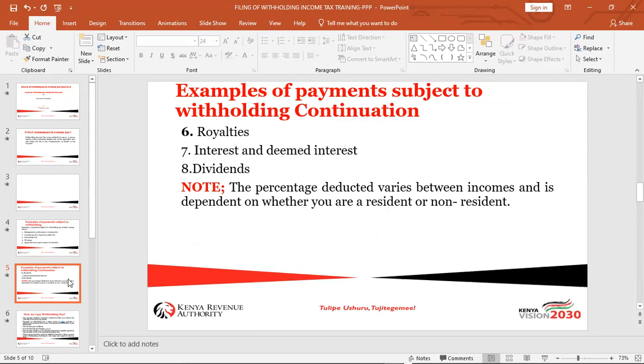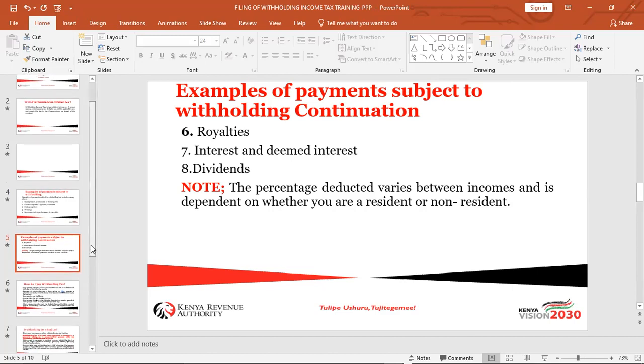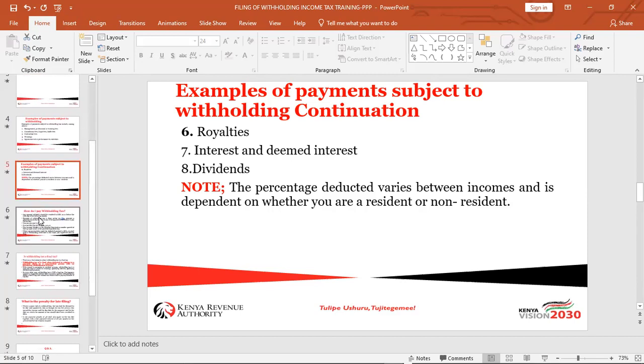Each of them, we are going to do an example so that we see how these things are done in the system. Then the very important note is that the percentage deducted varies between incomes, and it is dependent on whether you are a resident or non-resident. So the percentage of the deductions is not equal. It depends whether you are a Kenyan or not, and it also depends on the incomes.